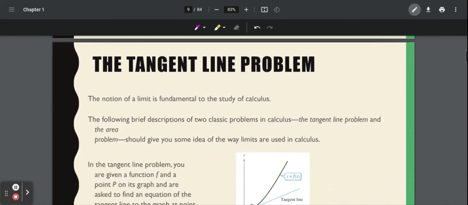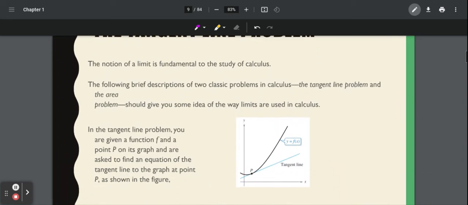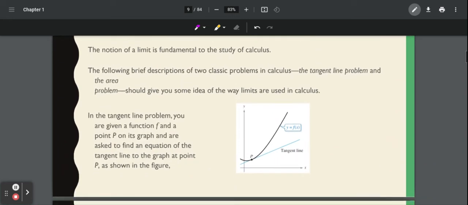All right, so the tangent line problem is the notion of limit is really fundamental in terms of calculus. So the following descriptions of two classic problems. We have the tangent line problem, and then we'll get into the area problem. And this is really kind of the two very general ways that calculus is used.